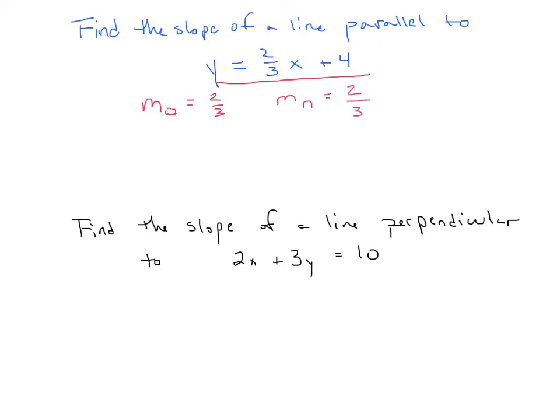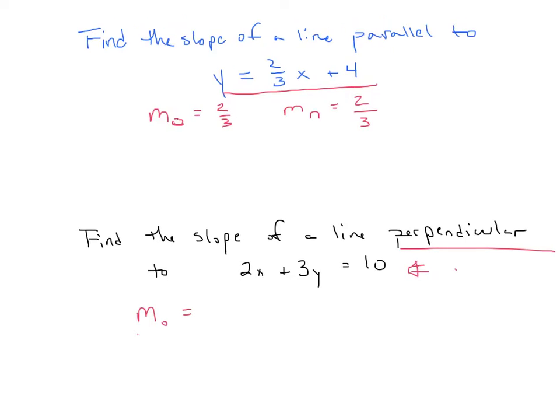That's it, we're done. For the second problem, though, what we need to do is find the slope of a line perpendicular to this line. Okay, so the first thing we need to do is find the slope of the old line. Unfortunately, this is not in slope-intercept form. So we'll take this and solve for y, because we want y equals mx plus b. So we will subtract 2x from both sides.